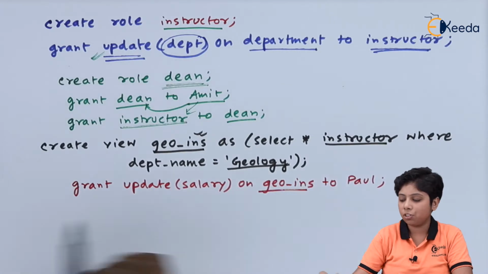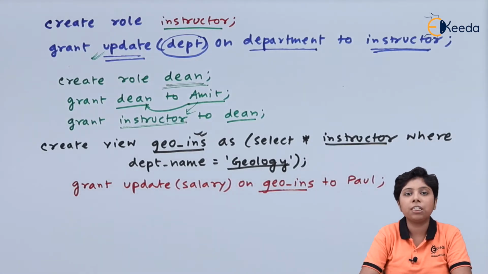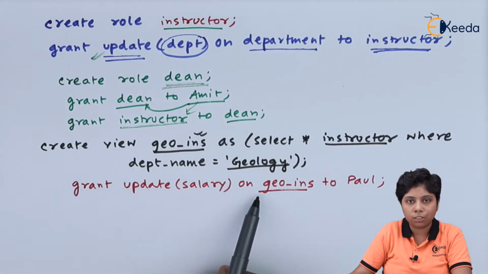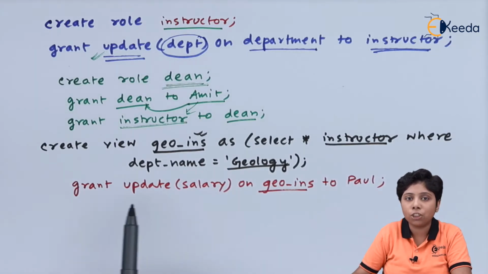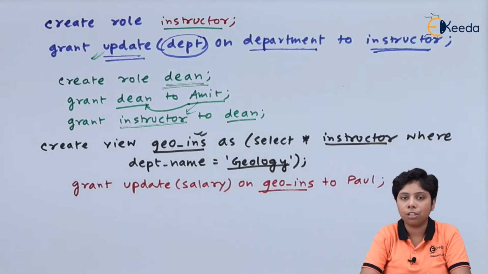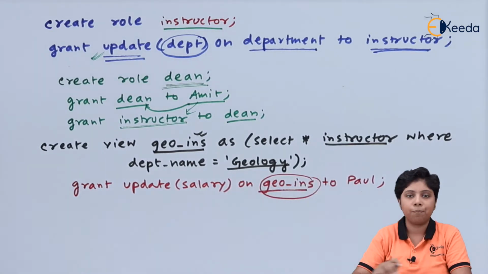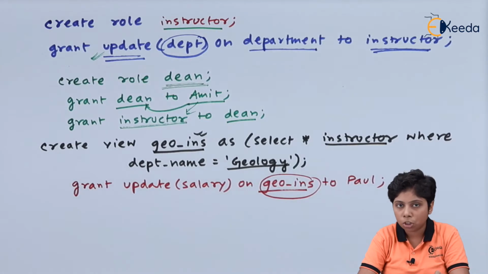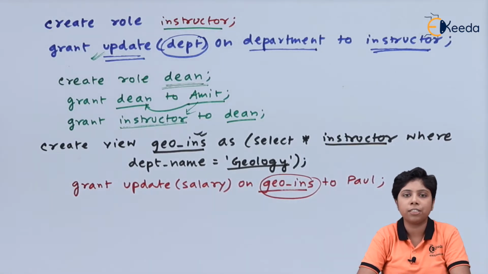Say for example, this geo instructor Paul has been given the delete privilege on the view. So the delete privilege is given on this geo instructor view so that Paul can delete the actual tuples from the relation. So immediately we are transferring the privilege to Paul on the relation instructor via the view geoINS. So this geoINS view is given the exact same privileges as the instructor relation. That is why view authorization becomes extremely important when given to a user other than the creator of the view.